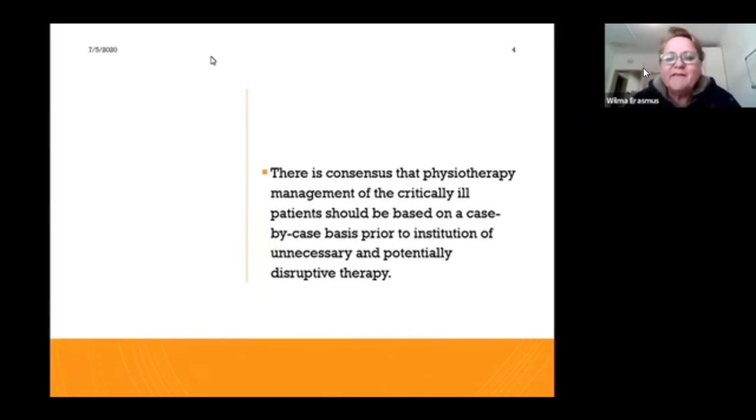There's consensus that physiotherapy management of a critically ill patient should be based on a case-by-case basis, prior to institution of unnecessary and potentially disruptive therapies.